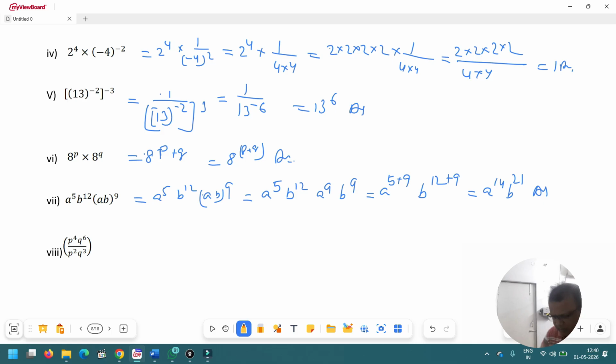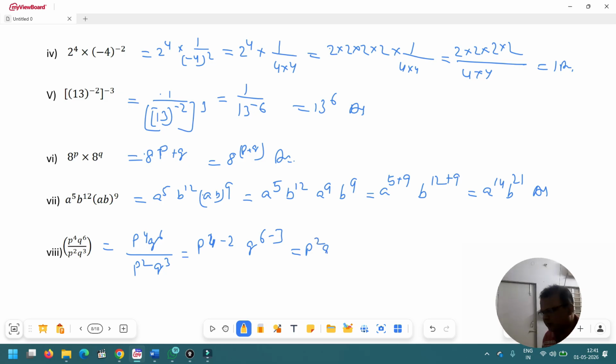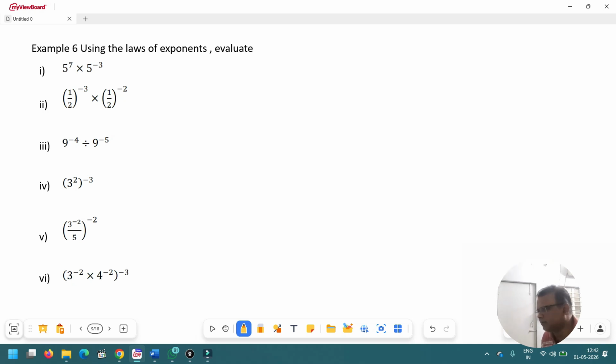That is equal to p to the power 4 q to the power 6 by p to the power 2 q to the power 3, equal to p to the power 4 minus 2 into q to the power 6 minus 3, equal to p to the power 2 into q to the power 3. That is the answer. Now consider the next question.